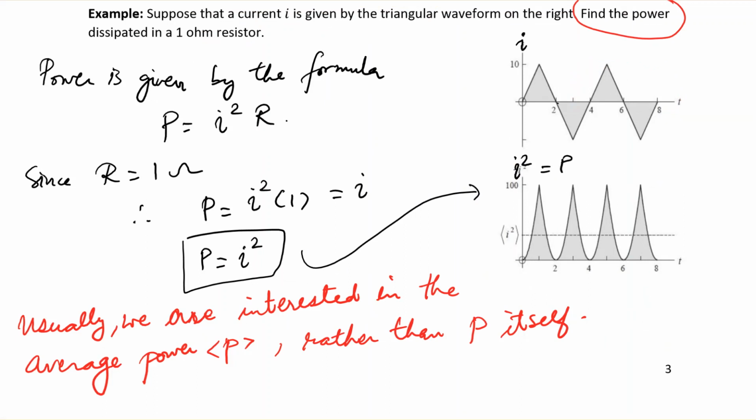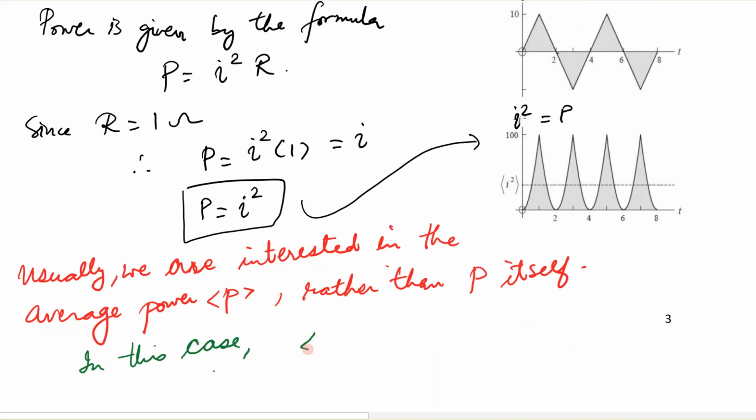Usually we are not interested in the rapidly varying details of P, but only in the average over time. What is the average power P over time? In this case, we are interested in the average value of P, or in other words, the average value of I squared. If we look at the graph of I squared, we notice that we have repeated parabolas, a whole series of parabolas, and all of them are symmetric.